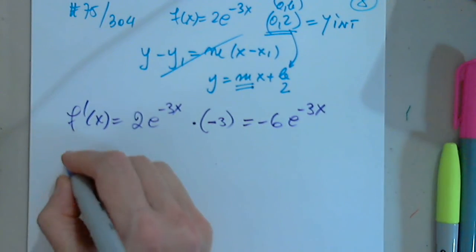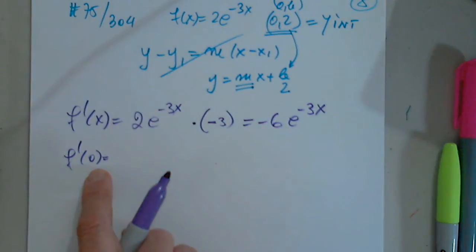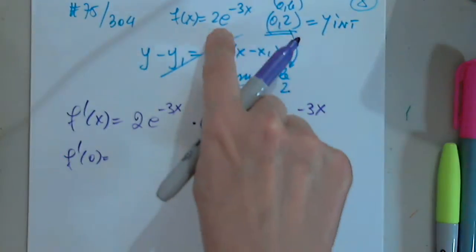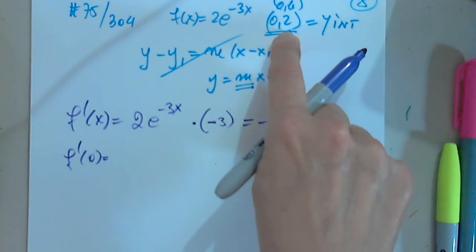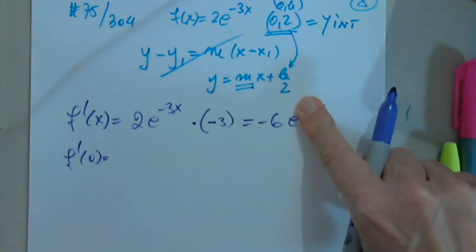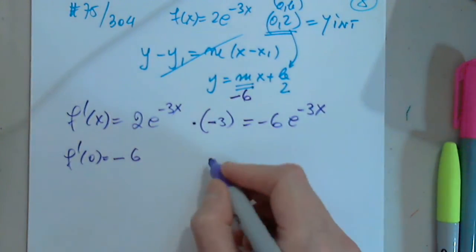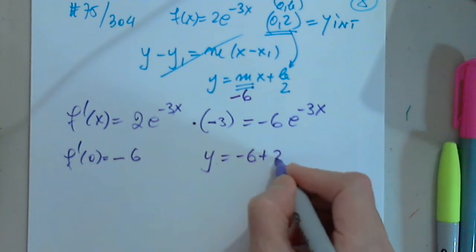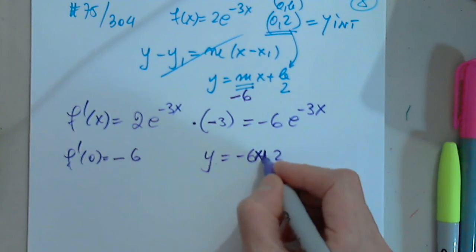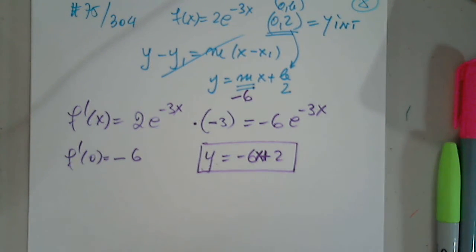All I have to do now is plug in 0, because that's the point. When x is 0, that would be the slope of the tangent line to the graph at this point. So when I plug in 0, e to 0 is 1, so the answer is negative 6. So that's finished. Y equals negative 6x, of course. I swallowed x, and I'm not hungry. So negative 6x plus 2.